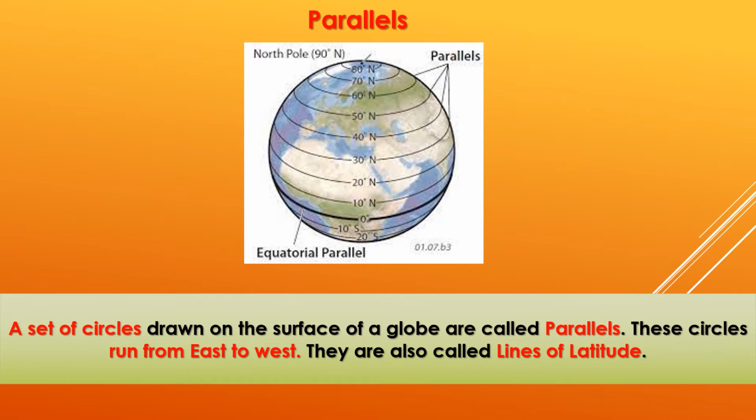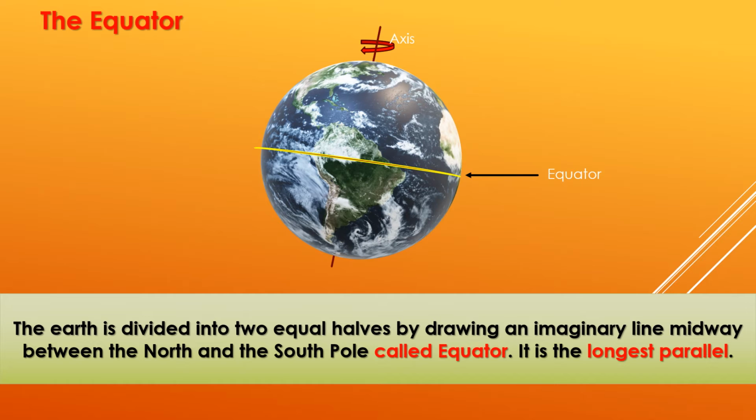Let us see what are parallels. A set of circles drawn on the surface of a globe are called parallels. These circles run from east to west. They are also called lines of latitude. Which is the longest parallel on the Earth? Yes, it is the equator.